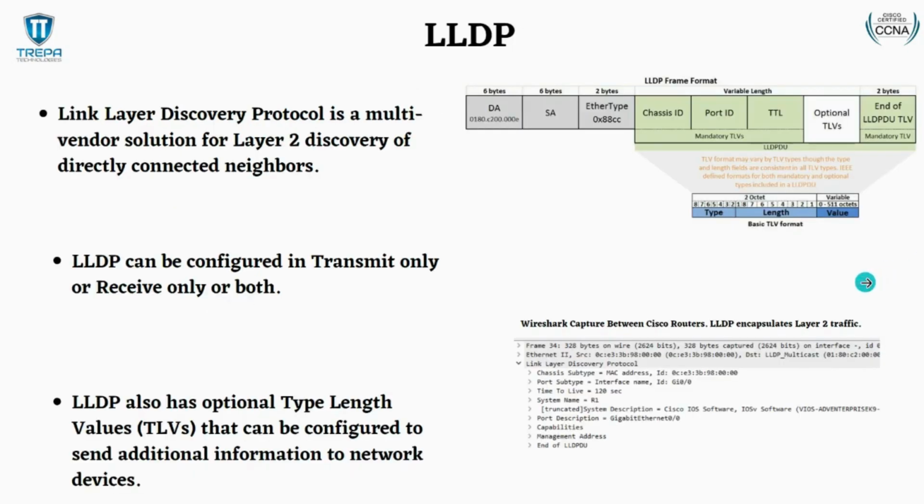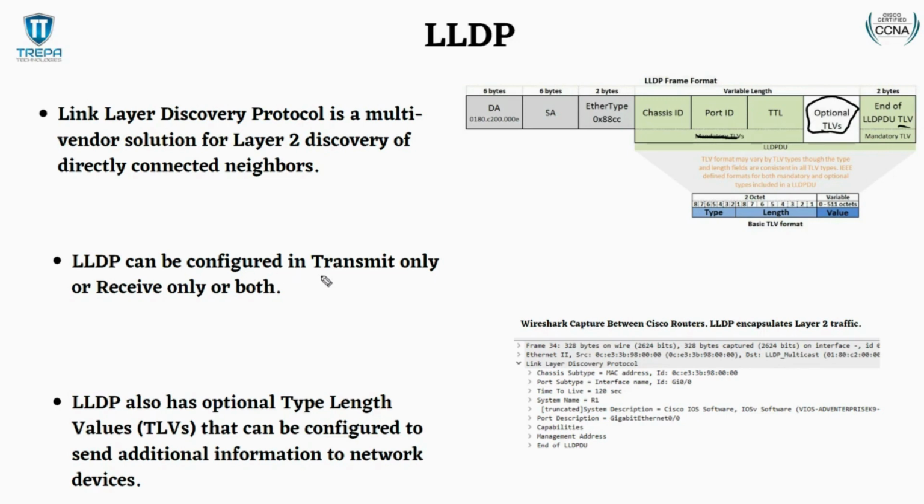Okay, now jumping into LLDP, the Link Layer Discovery Protocol. You're going to notice a lot of similarities, and that's because it essentially does the same thing and also uses TLVs to send across information, right? So we have our mandatory TLVs, and LLDP has optional ones that we can configure or add, right?